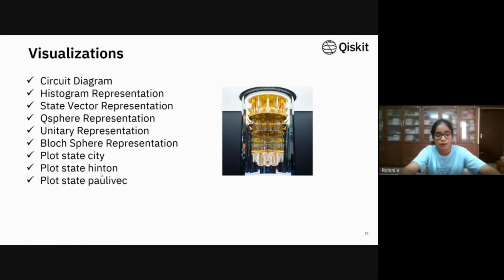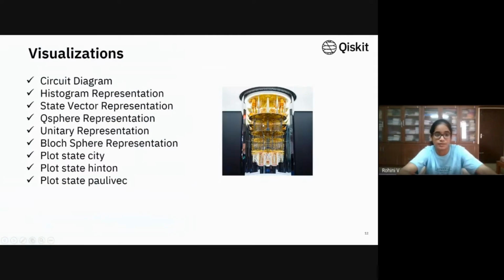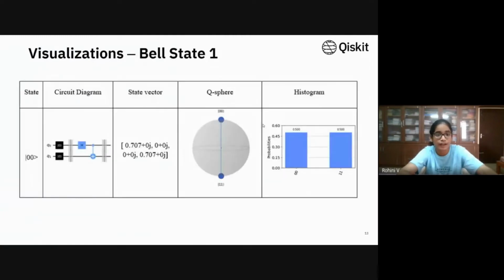Okay. This slide is also important because for the developer exam, you may get direct questions like what visualizations are available for the Bell states, and that was a question for me also. So we are going to visualize these in all these forms. Okay.